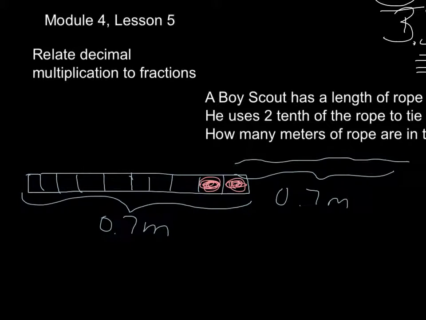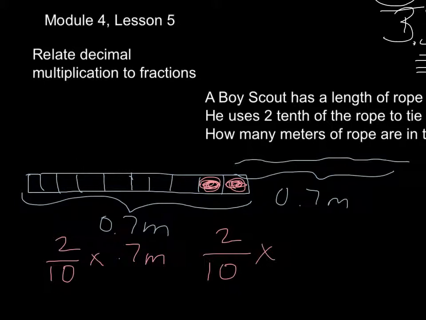So let's go ahead and do some multiplication. 2/10 of means times 0.7 meters. But I know that I can change this 0.7 into a nice fraction. What would that fraction look like? Yep, 7/10. Okay, I'm going to multiply across, and I get 14/100.